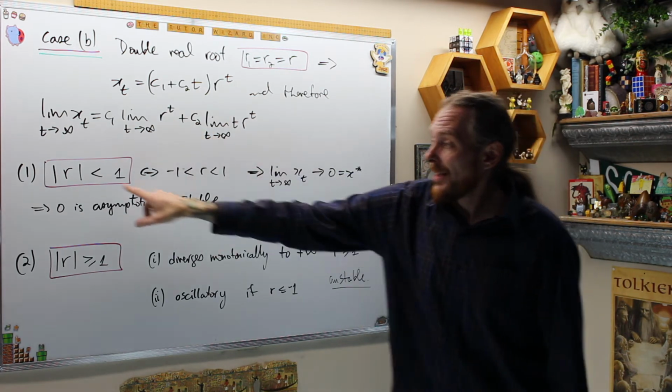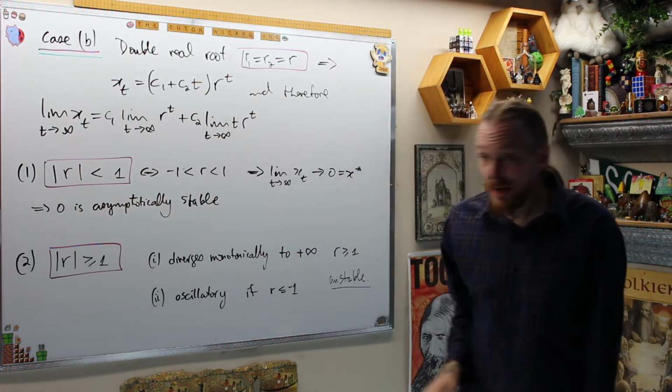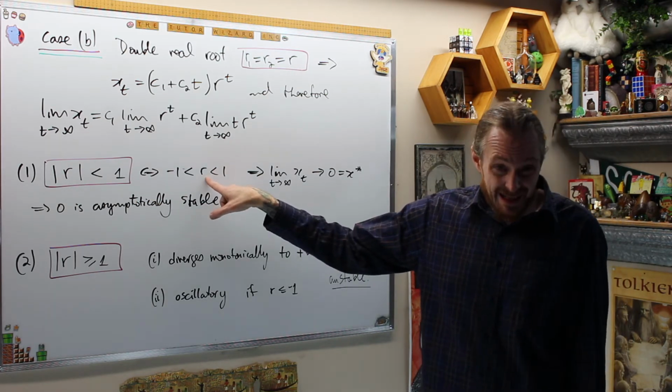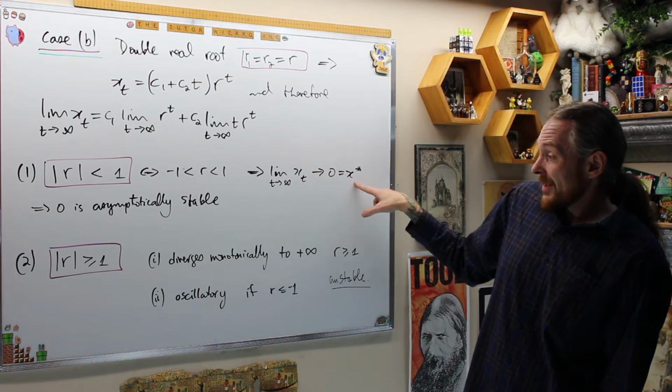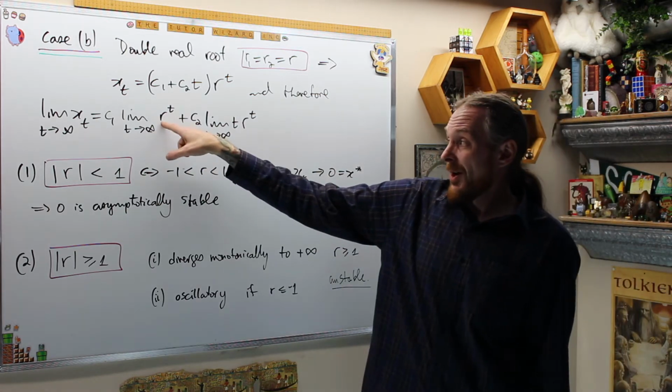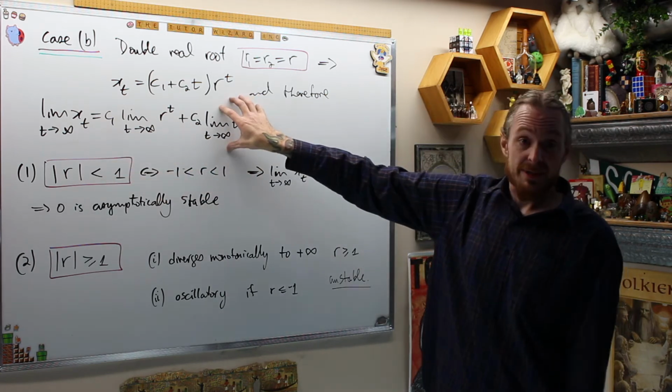This one already, so now let's do case 1. If the absolute value of r is less than 1, which means that r is between negative 1 and 1, we know that the limit of this is going to be 0. And why is that? Well, if |r| is less than 1, this one is definitely going to go to 0. So that term is 0, and this one we claim is also 0.